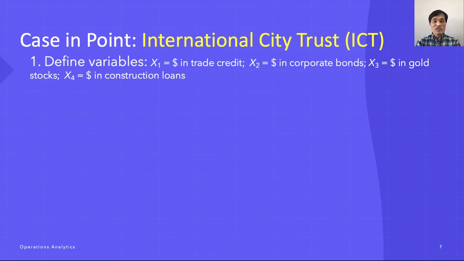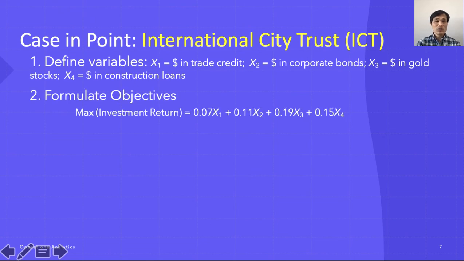In formulating this as a linear programming problem, the objective must be defined first. There are four investment options that we have in this case. In real life, you could have more than four, but let's assume that there are only four investment categories. Let X1 be the dollars invested in trade credit, X2 be dollars invested in corporate bonds, X3 money invested in gold stocks, and X4 money invested in construction loans. So there are four variables, as we can see here.